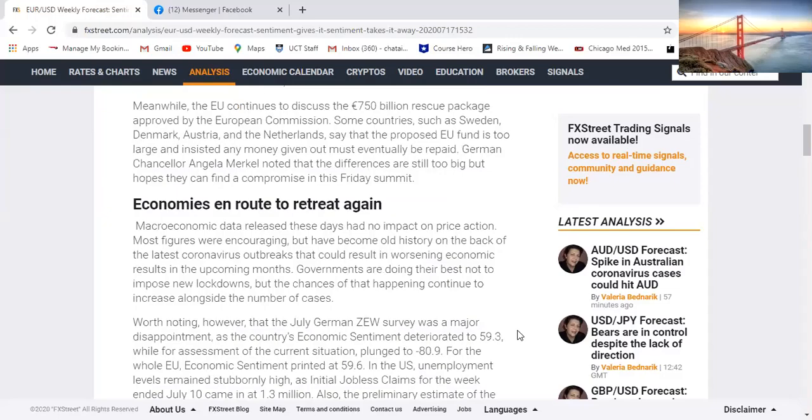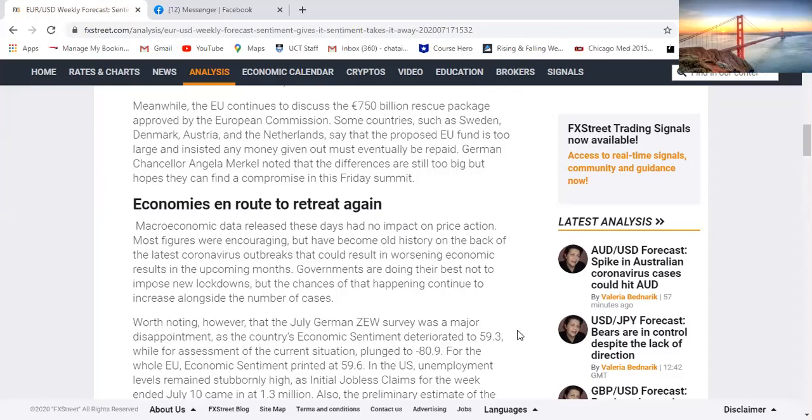And obviously the Euro countries, Sweden, Denmark, Austria, Netherlands, they're all in talks to see whether or not to release the money. And there's also the issue of how it's going to be repaid. Because, like in the US and other countries, some countries have given free stimulus, whereas this money might have to be repaid because 700 billion euros is a lot of money.